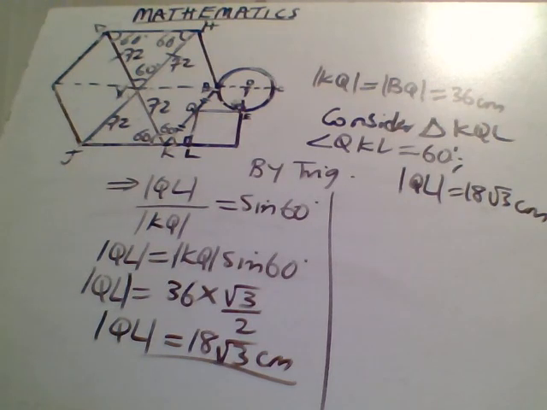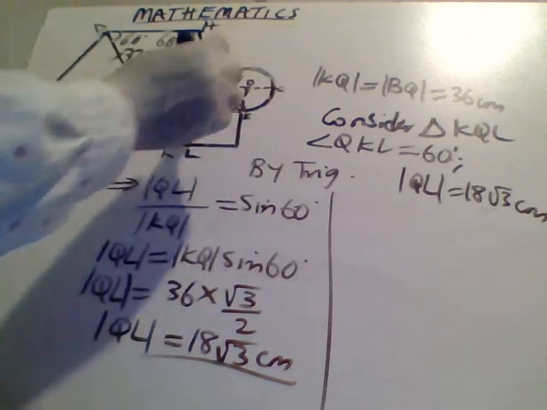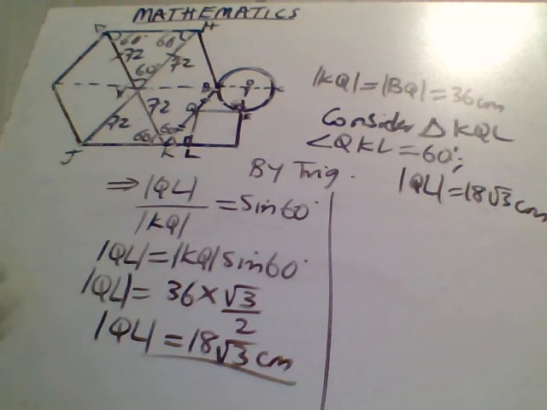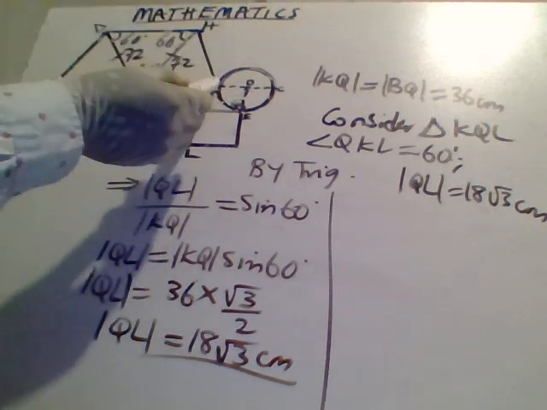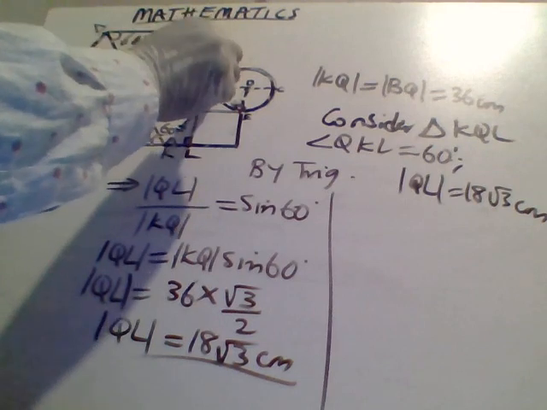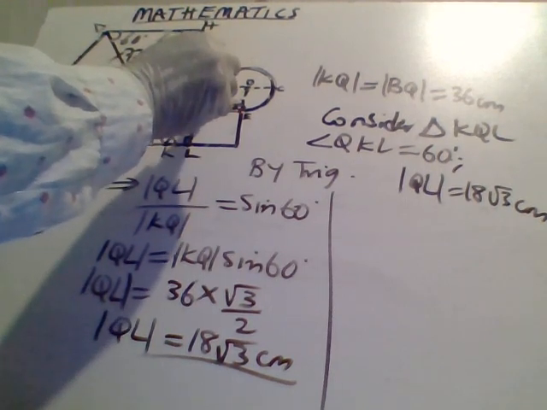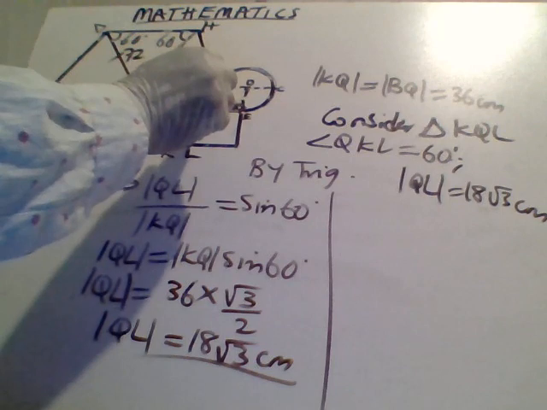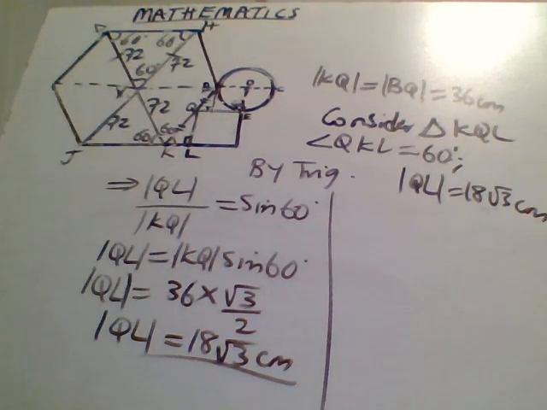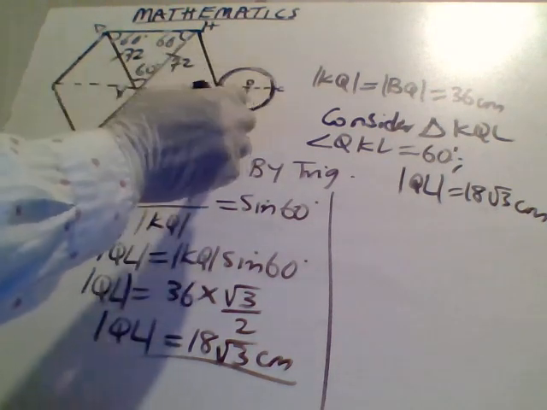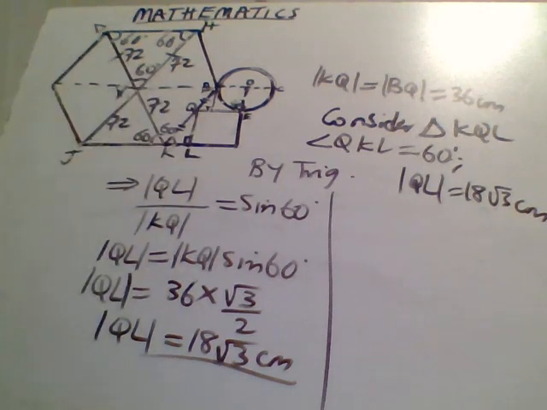Alright, so since this is just a point touching the circle, this point B, let's draw a perpendicular line. It just touches the circle at that point. This is a perpendicular line. So the next thing we have to do here is to notice that we can find KL. Can we find KL?